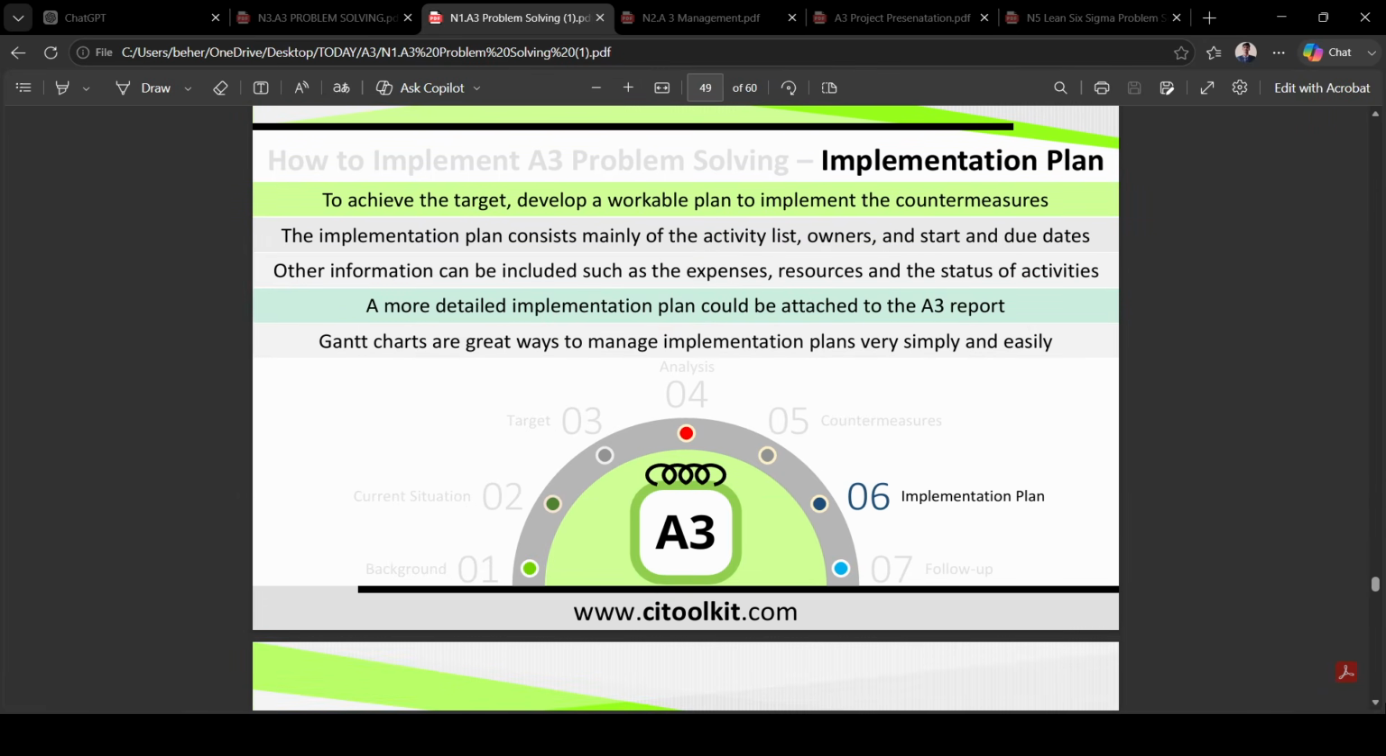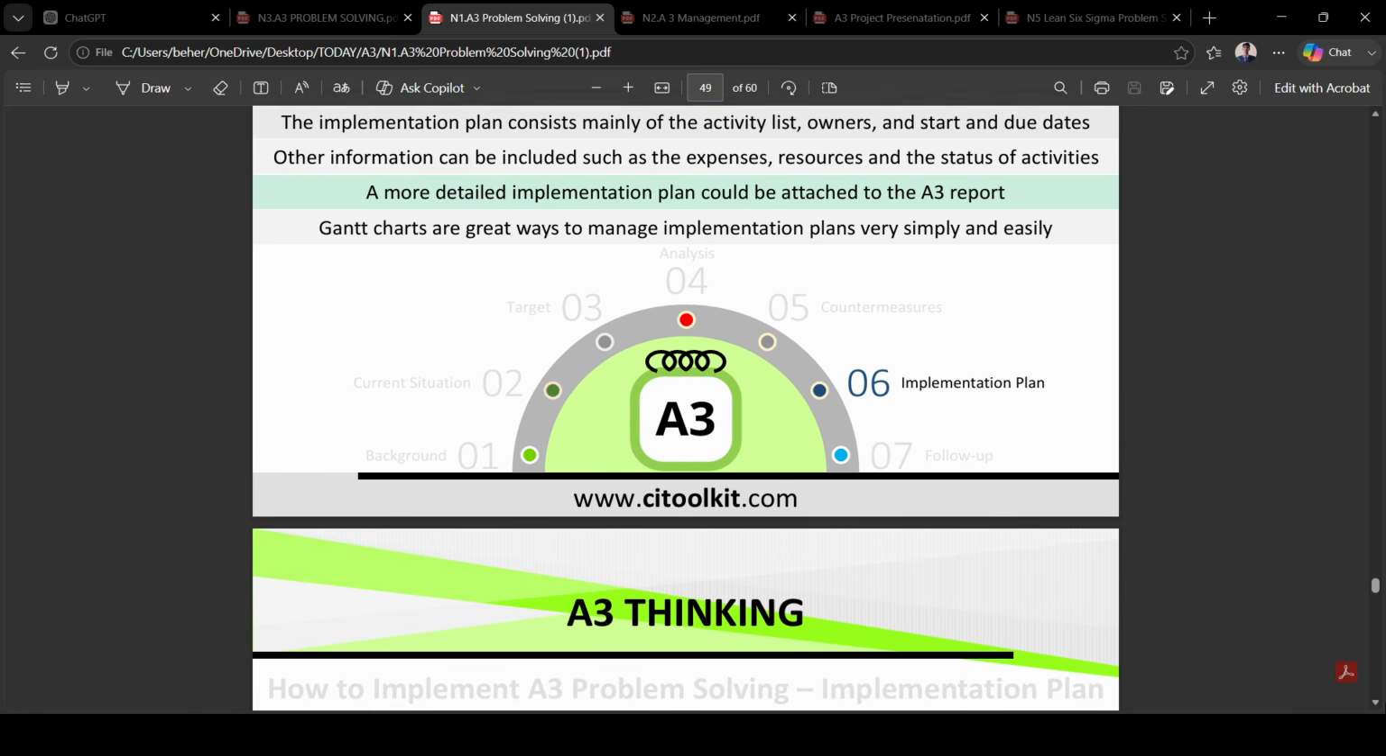Implementation plan. To achieve the target, develop a work plan to implement the countermeasures. The implementation plan consists mainly of the activity list, owners, and start and due dates. Other information can be included, such as expenses, resources, and the status of activities. A more detailed implementation plan could be attached to the A3 report. Gantt charts are a great way to manage an implementation plan very simply and easily.